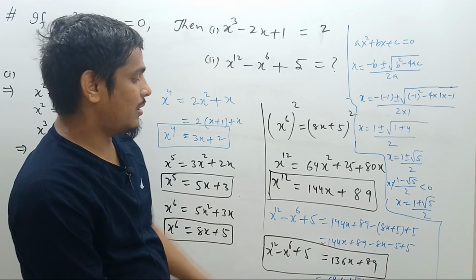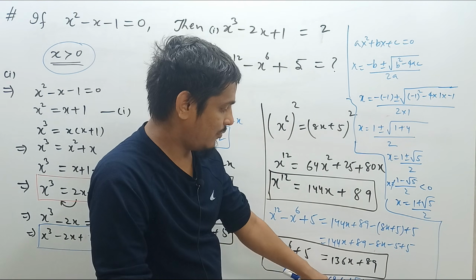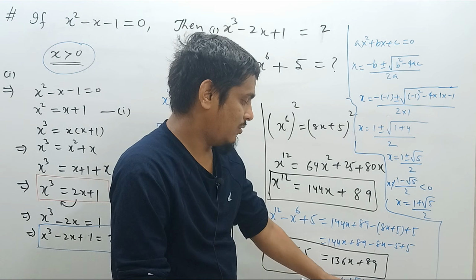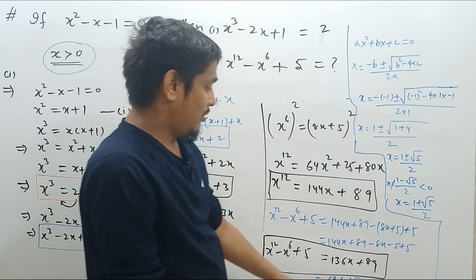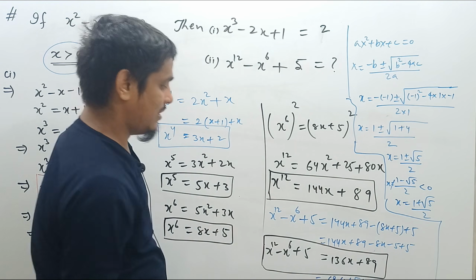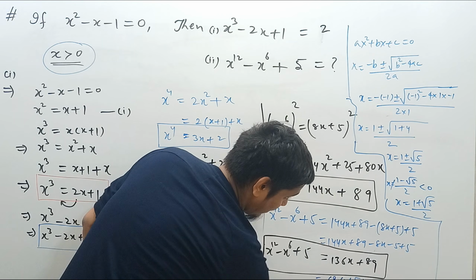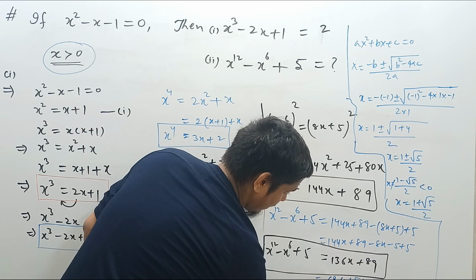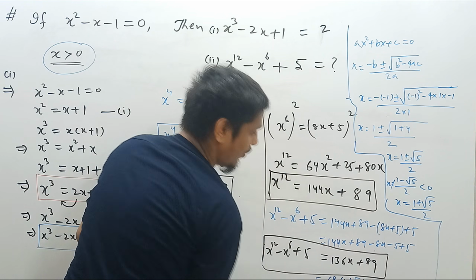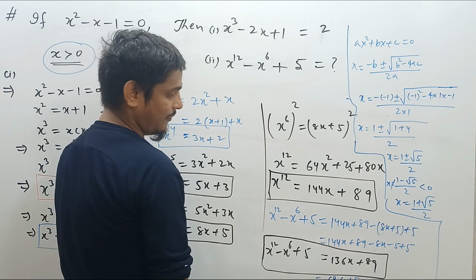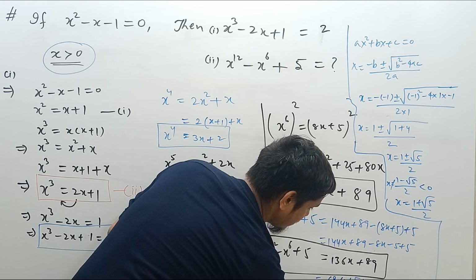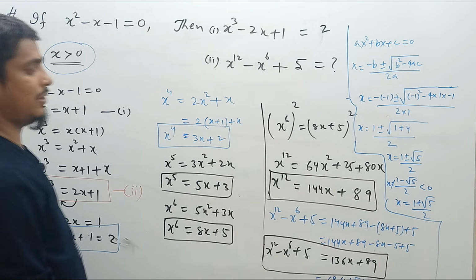So furthermore you can distribute this. So 68 times 1 is 68 and 68 times root 5 is 68 root 5. So 68 plus 89, what will come? 8 9s are 17, remainder 1, 8 6s are 14, 1 is 15. So 157 plus 68 root 5 is the answer for this question.